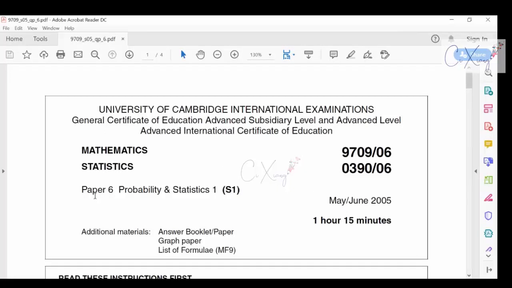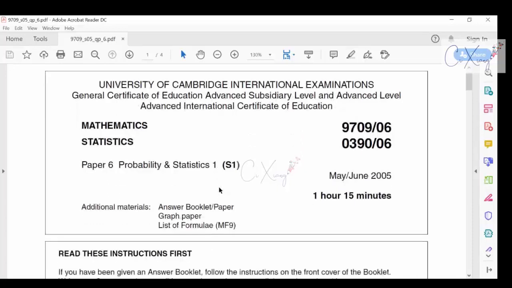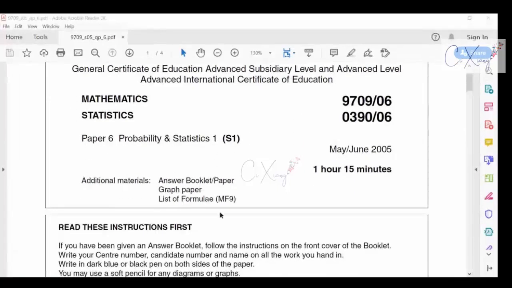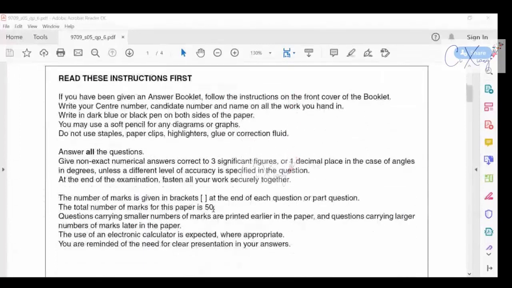Last time, the statistics paper was paper 6, but now it has changed to paper 5. The name and paper number are different, but the syllabus is more or less the same. What I want you to look at is the instruction here, the standard instruction for an A-level exam paper: give non-exact numerical answers correct to 3 significant figures. The very important thing here is to highlight the 3 significant figures.